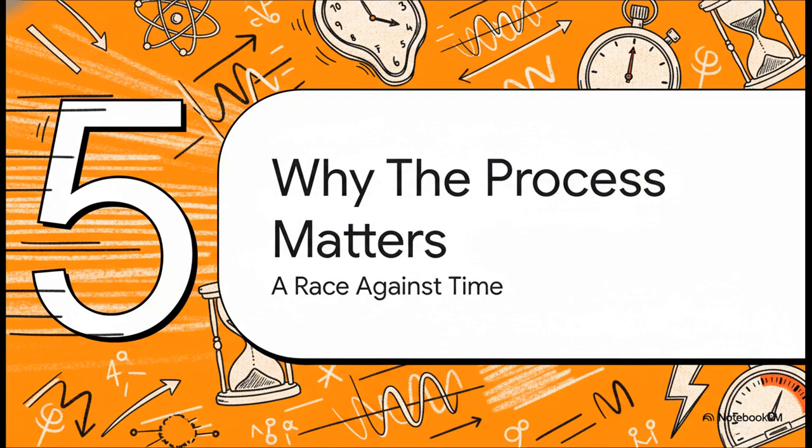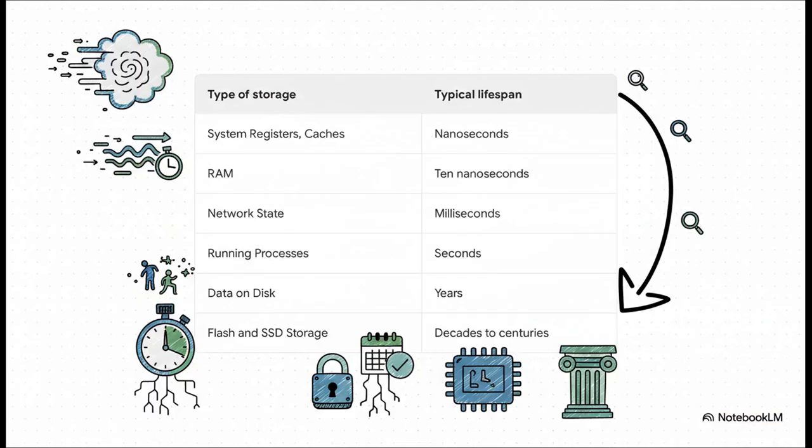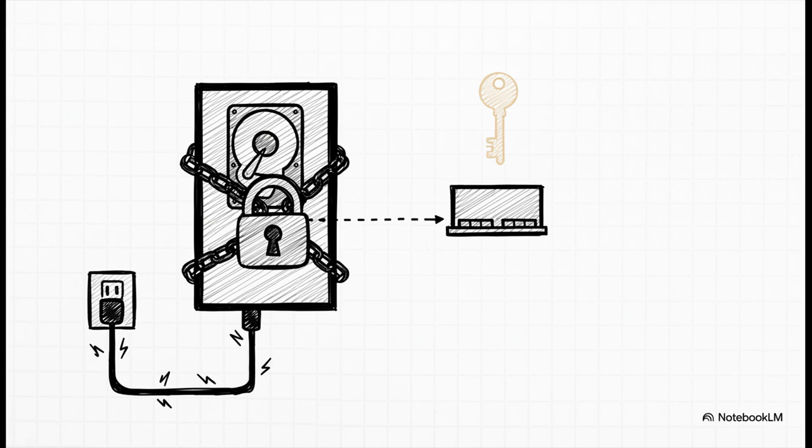So let's pull all this together, because it really highlights why this whole strict process is a literal race against time. A race that's basically dictated by the laws of physics. This right here is the order of volatility, and it rules everything. Just look at the top of this chart. Data in the system's cache lasts for nanoseconds, gone in a blink. Meanwhile, stuff at the bottom, like data on an SSD, can last for decades. This is why investigators have to collect evidence in a very specific order, from the most fragile stuff to the most permanent.